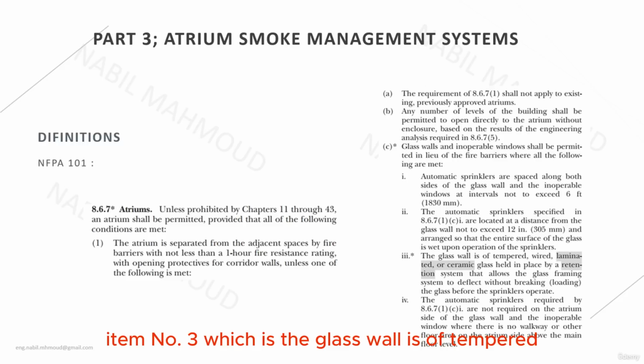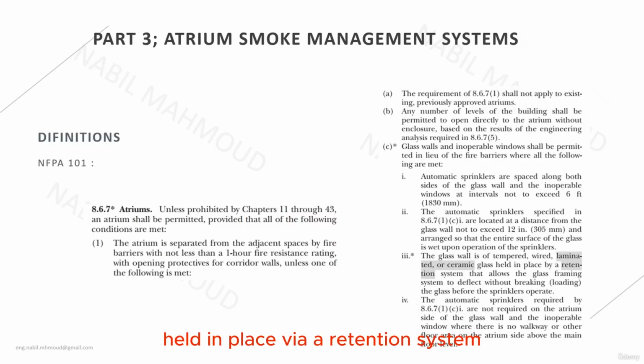Item number 3 is that the glass wall is of tempered, wired and laminated, or ceramic glass held in place by a retention system that allows the glass framing system to deflect without breaking in case of loading the glass before the sprinklers operate. Item number 4 is that the automatic sprinklers required by this section are not required on the atrium side of the glass wall and the inoperable window where there is no walkway or other floor area on the atrium side above the main floor level.